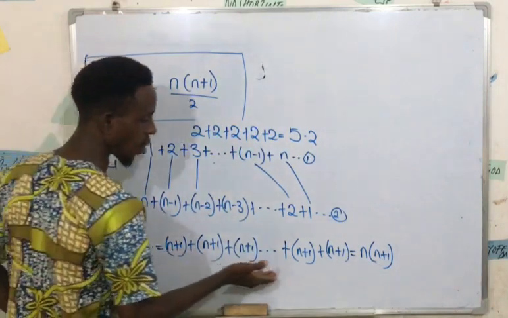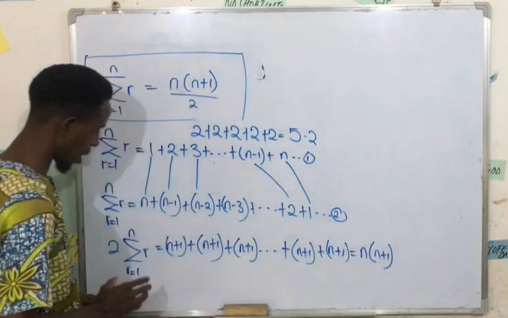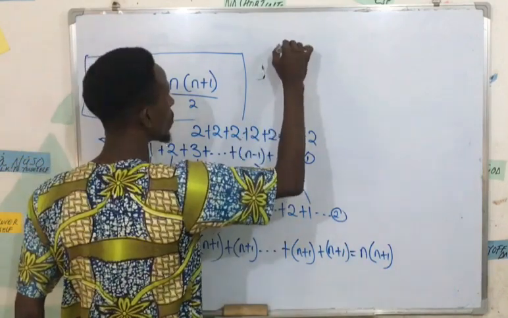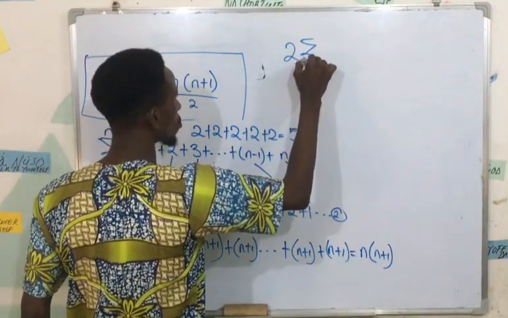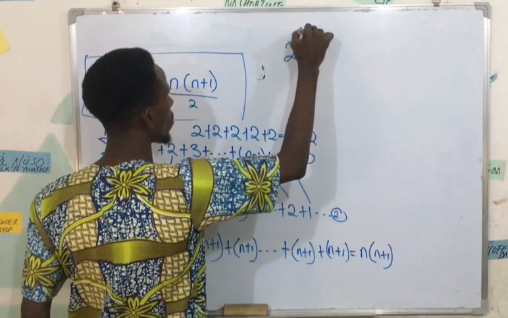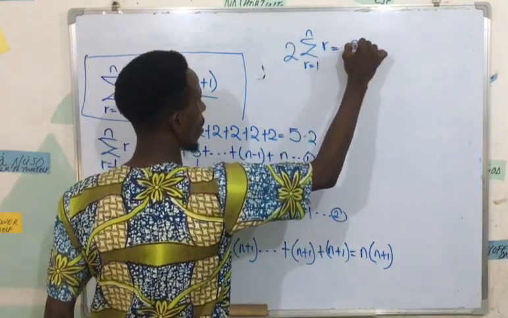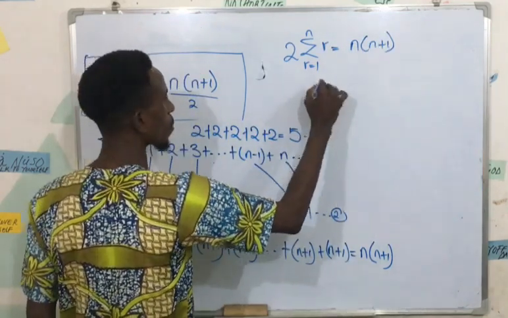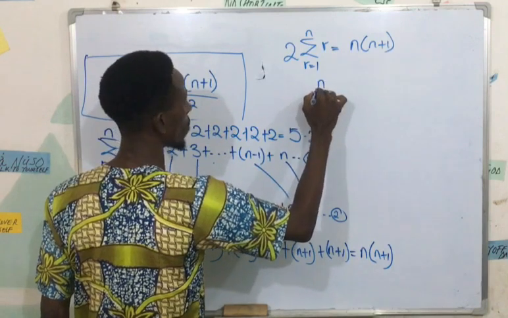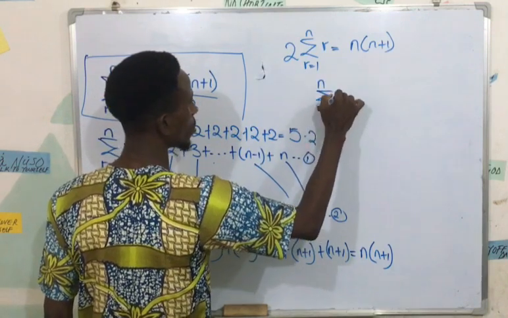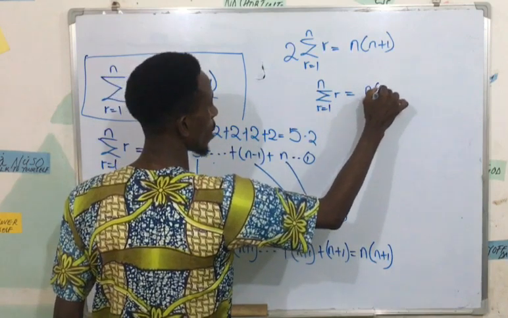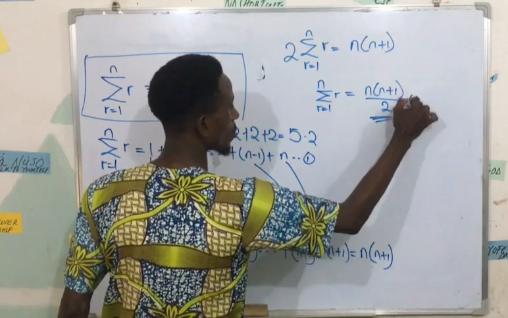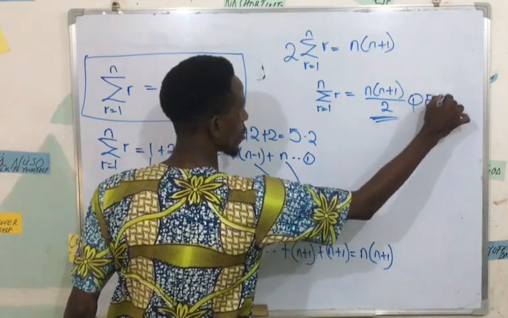So if the sum of all this gives me this, it means that this will give me this, right? So I'll put it like this. I have 2 times the summation when I have r for n is going to be n into n plus 1. So divide all through by 2. I'll have the summation of r from 1 to n of r is equal to n into n plus 1 all over 2. You say QED.